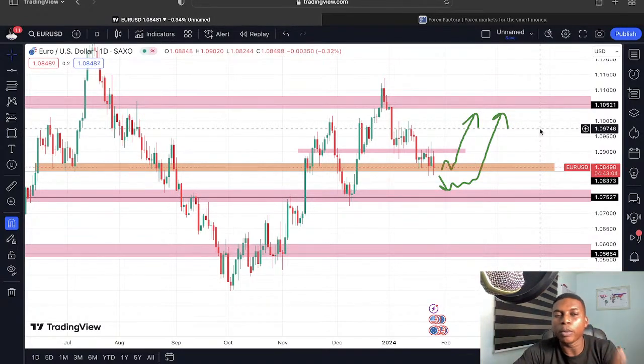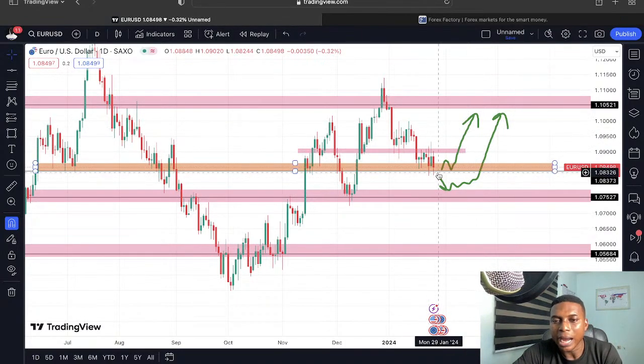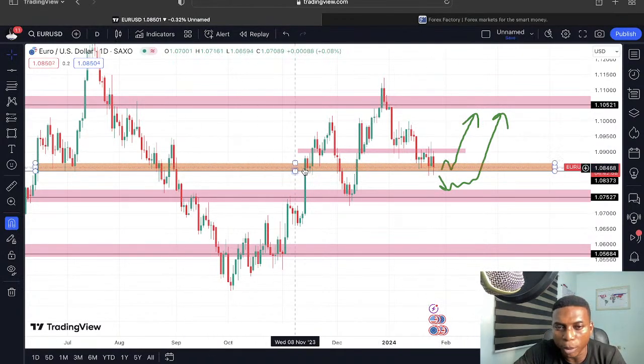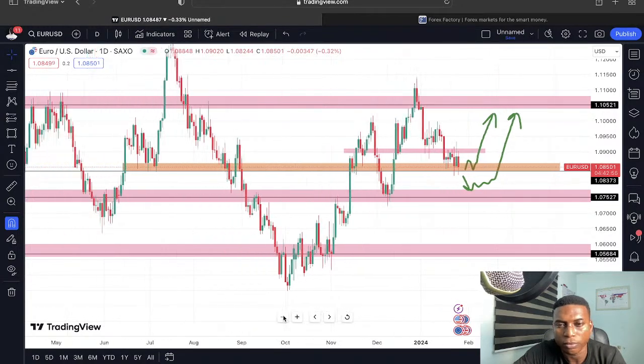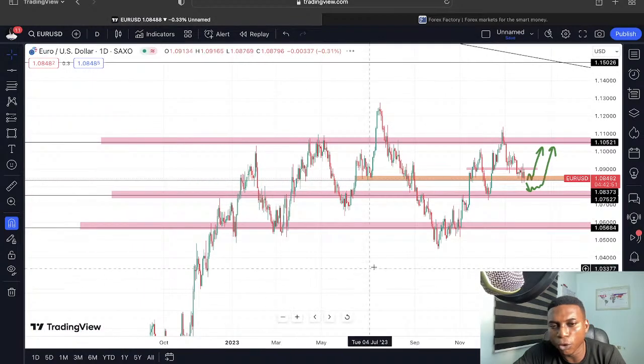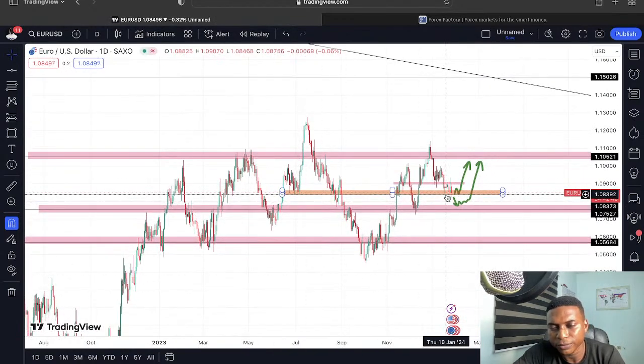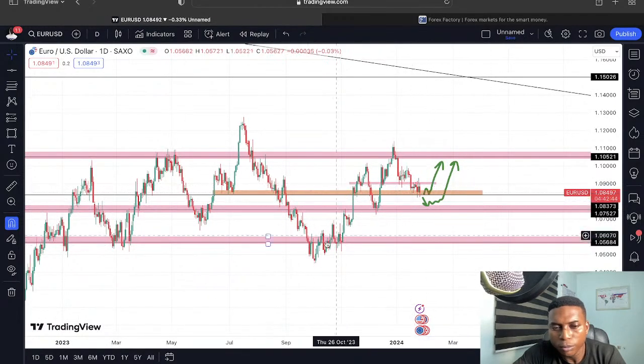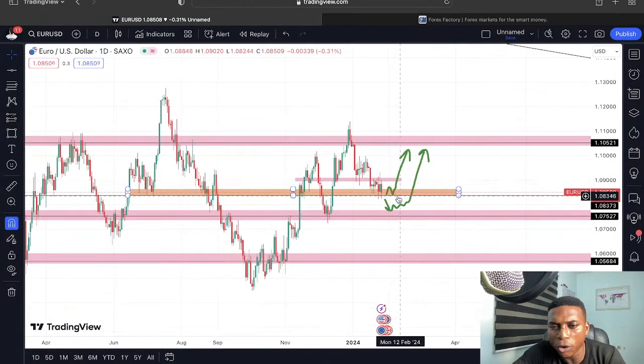All right, so what position am I taking on this trade? I am buying Euro USD from this support zone. I'm buying Euro USD from this support zone at this level. Okay, so we can see the rejections coming in.